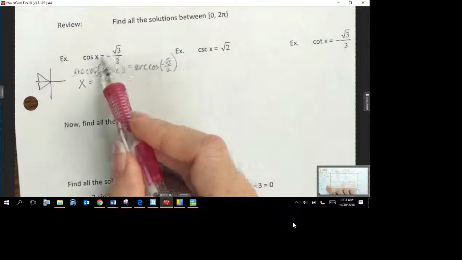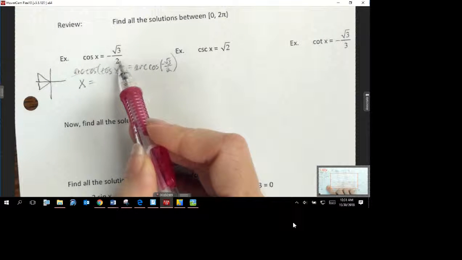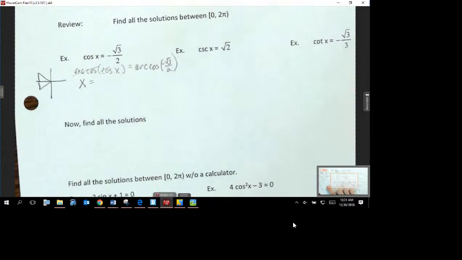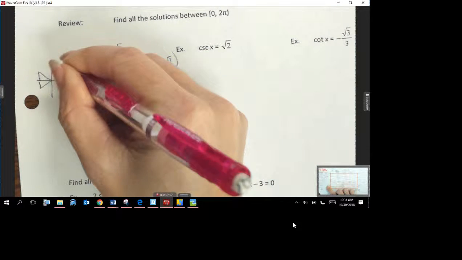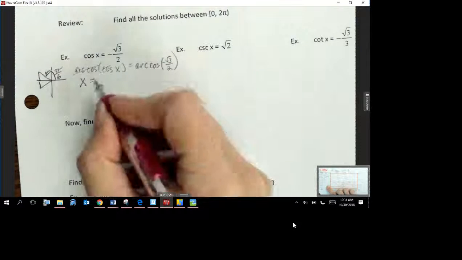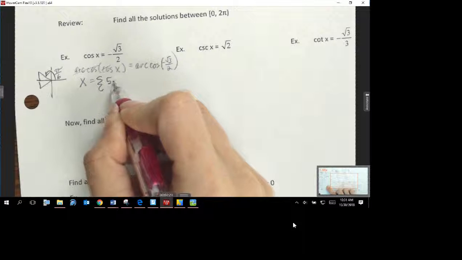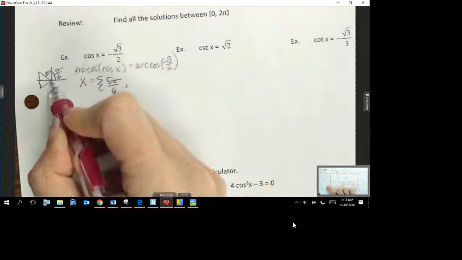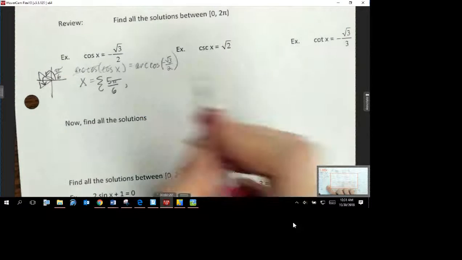And then where is cosine radical 3 over 2? So that's the memorization stuff. 30 degrees, pi over 6? Okay, so that's my reference angle, but in the second quadrant, what is that? 5 pi over 6. And then we also have an answer in the third quadrant.